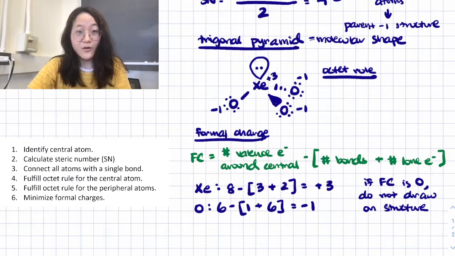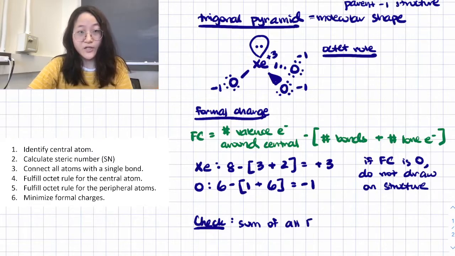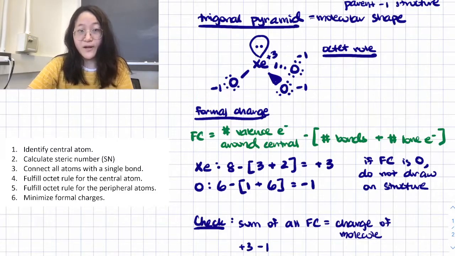And so now let's see if we can check our final structure to see if it's the correct structure. So another tip about formal charge that you might need to know is that the sum of all of our formal charges will equal the charge of our molecule. So as a reminder, we started with a neutral molecule. And so here we can see that +3 from the xenon plus each of the -1 from each of the oxygens will give you a neutral overall charge, and this is correct.